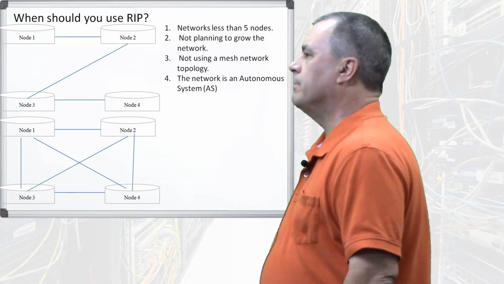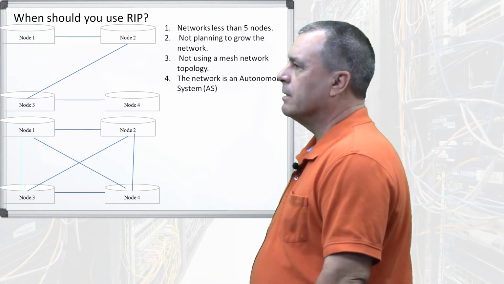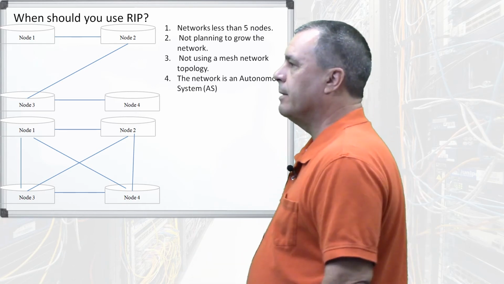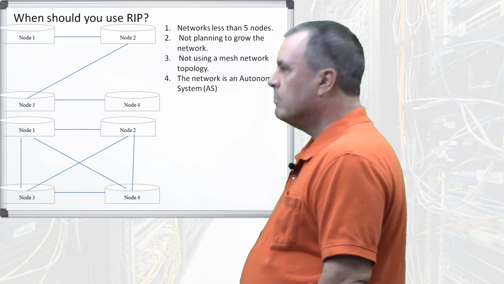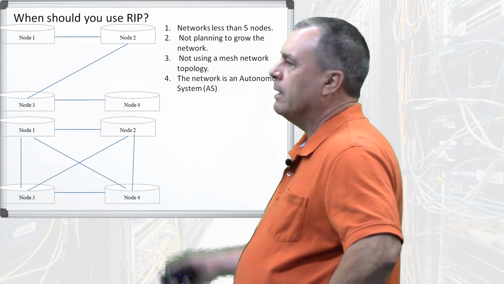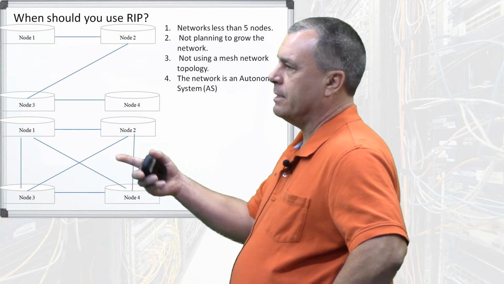Okay, so when should you use RIP? Let's see. In networks of less than 5 nodes, like I mentioned, where you're not planning on growing the network, and not using a mesh network topology. And this bottom example right here, this is a mesh.